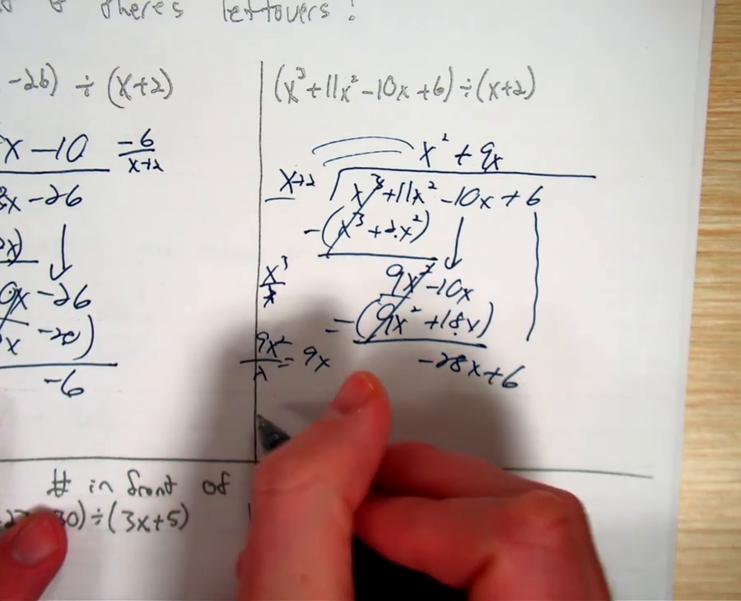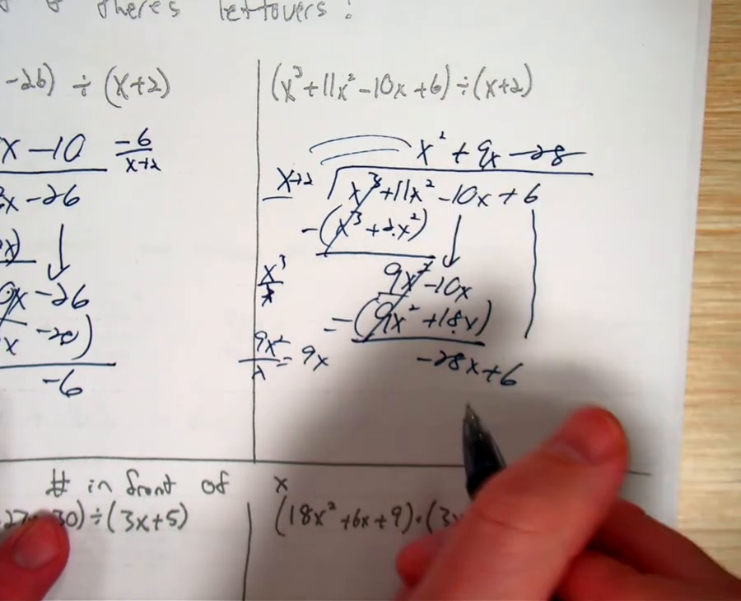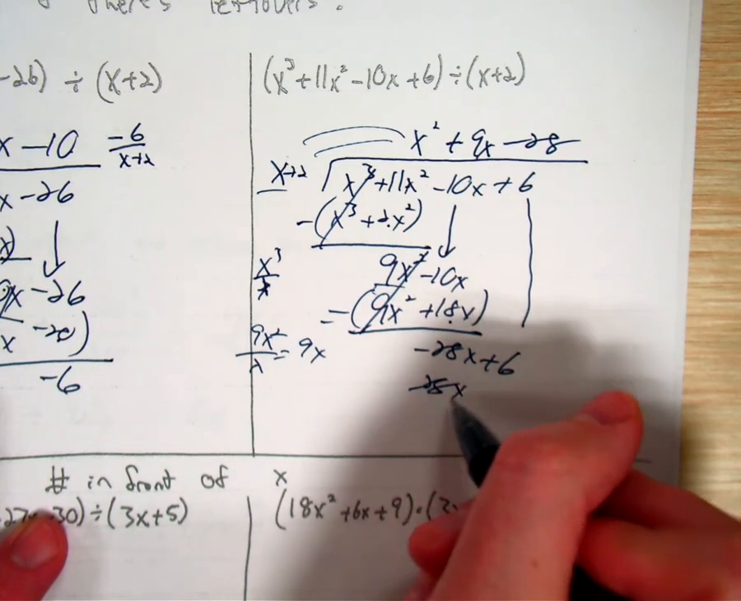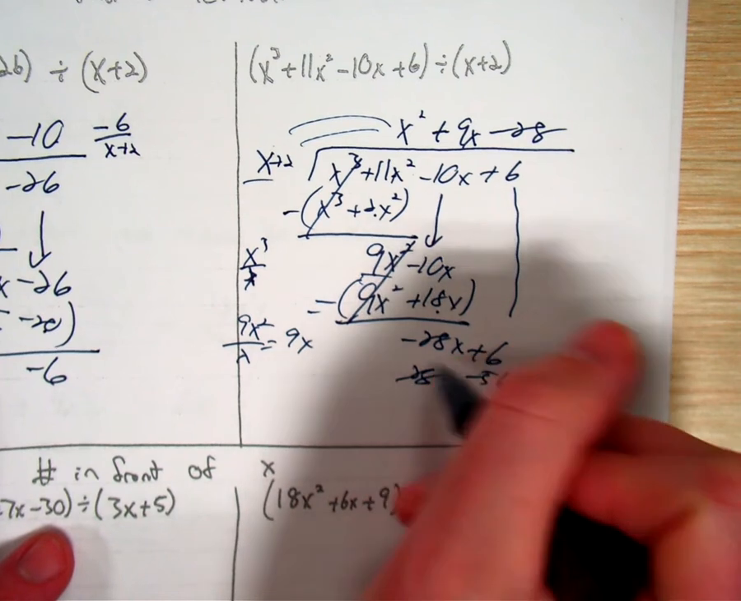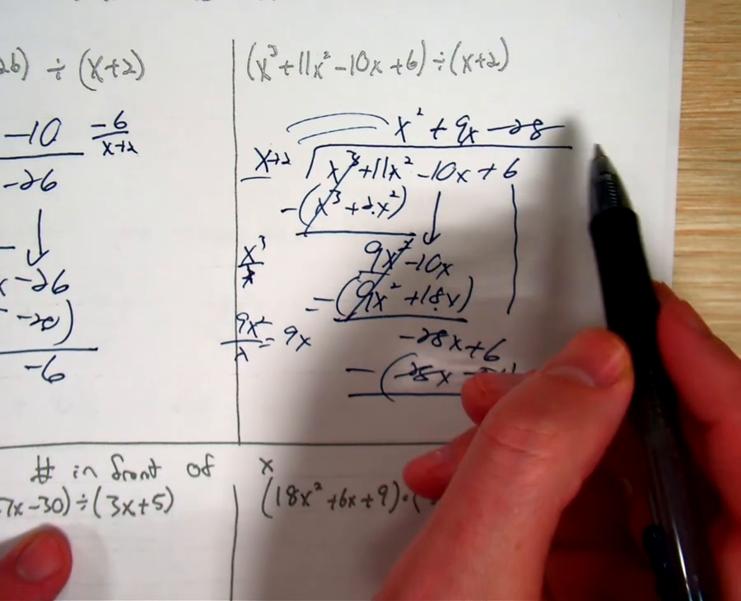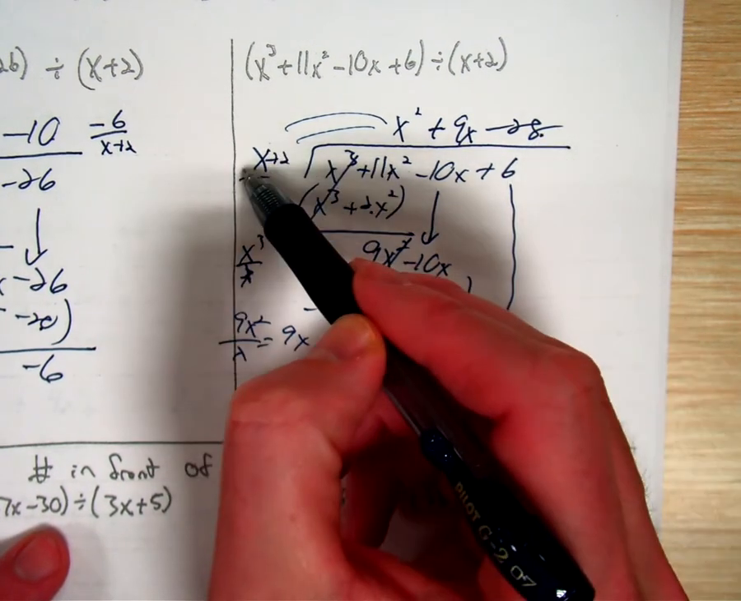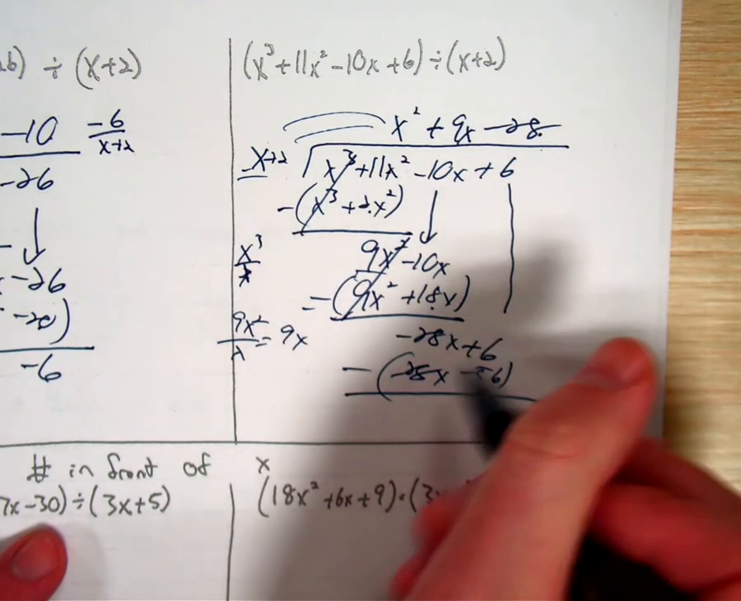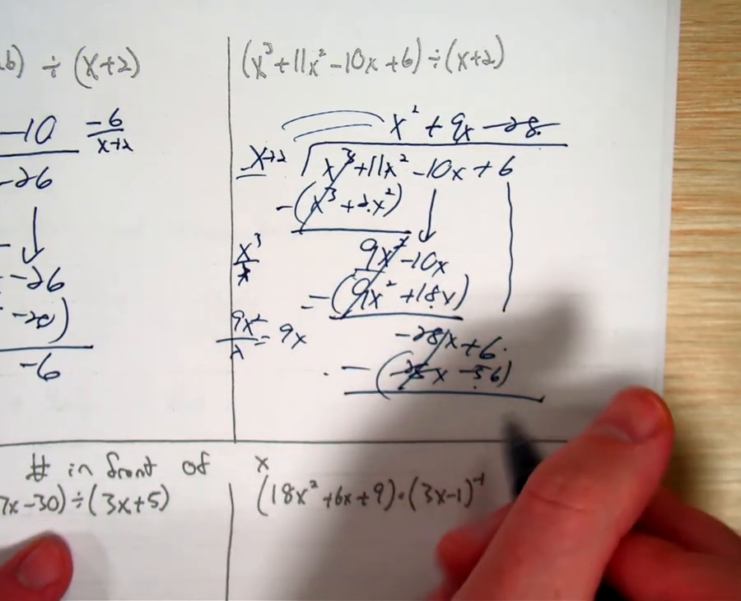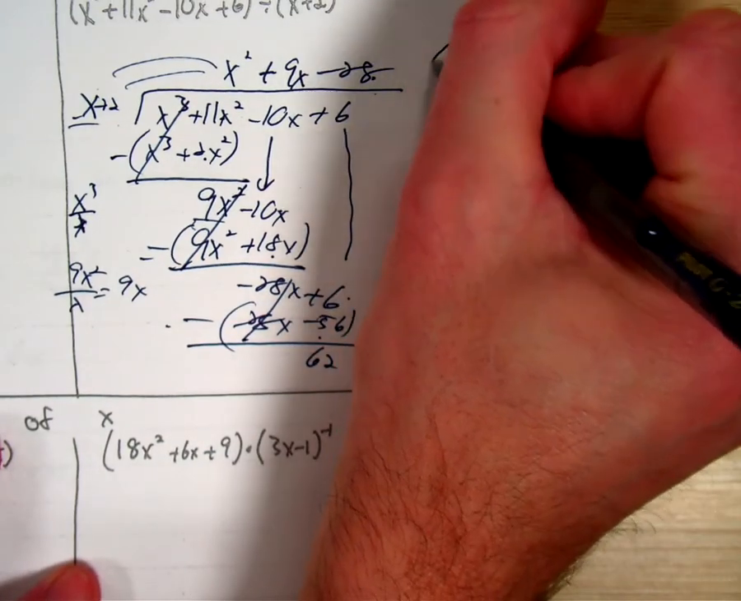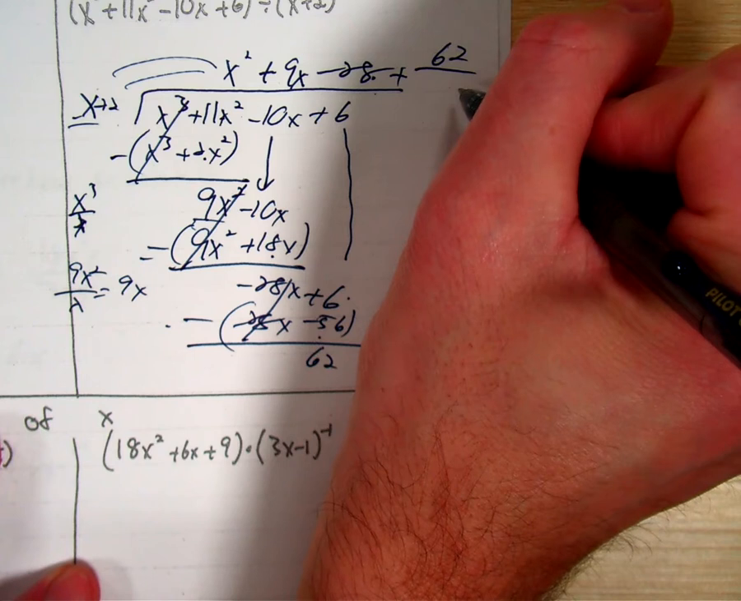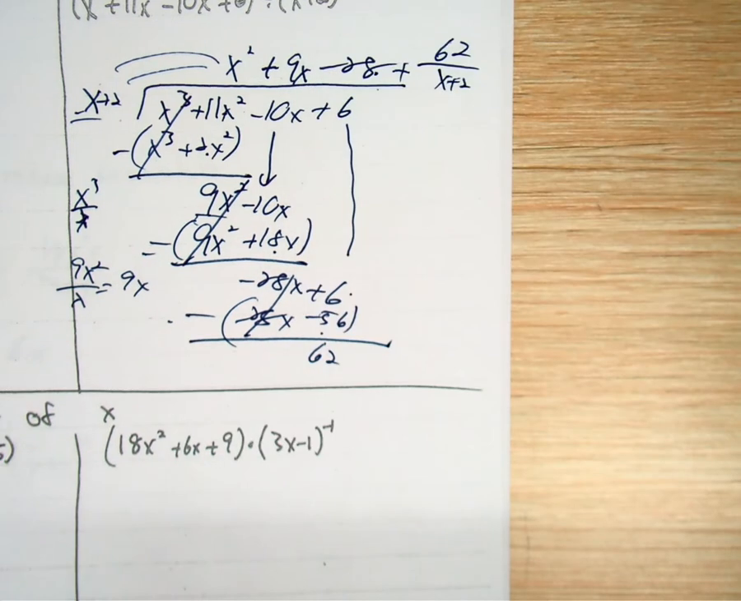Compare fronts. Actually, minus 28. Multiply it back. Ooh, we got some big negative numbers here. And subtract down. Excuse me. Negative 28, yep. Negative 56, yep. Okay, so cancel. 6 minus a negative, so plus 56, 62. So we have a remainder of positive 62, so plus 62 over x plus 2. That went pretty fast. Hopefully I didn't make any mistakes there. I'm sure you'll let me know about it tomorrow if I did.